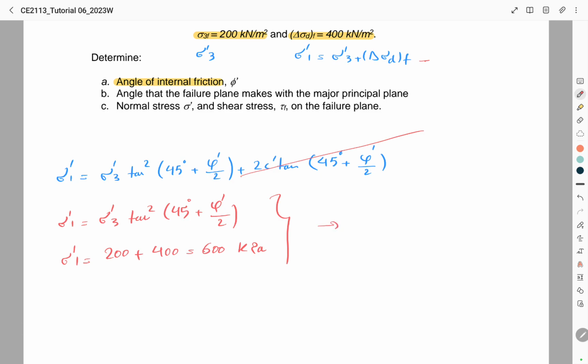So using these two, we will have 600 is equal to 200 multiplied by this value, and solving this equation will give us phi prime equal to 30 degrees. So this was for part A.